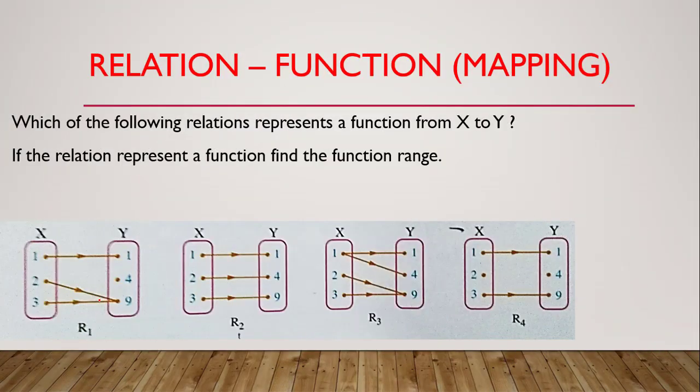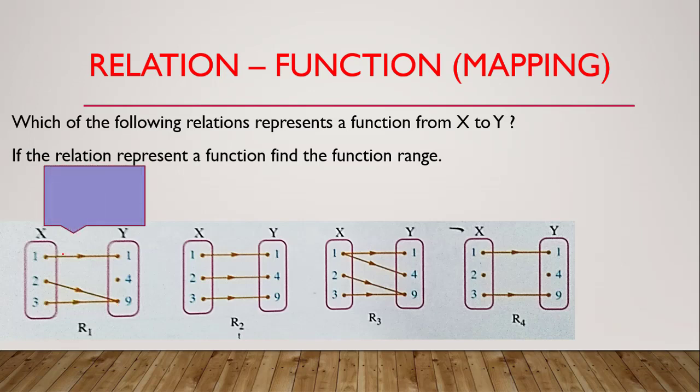Okay, look at here. This is an exercise. Which of the following relations represent a function from X to Y? And if the relation represents a function, find the function range. The first one, I have a condition. Here we have an arrow diagram. So each element in X has only one arrow that goes to Y. The first one, 1 has one arrow, 2, one arrow, 3, one arrow. So R1 is a function.